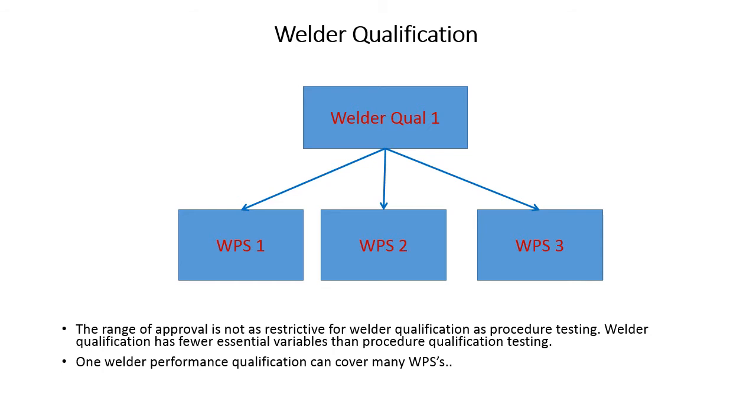Under the rules for WPSs, every time I change the percentage of the shielding gas, I have to change the WPS. It's an essential variable change. So when I went from WPS 1 to WPS 2 and I went from carbon steel to stainless steel, that's a change. That's a new WPS. And the same from going from WPS number 1 to WPS number 3. I changed my shielding gas. I've got to change everything.